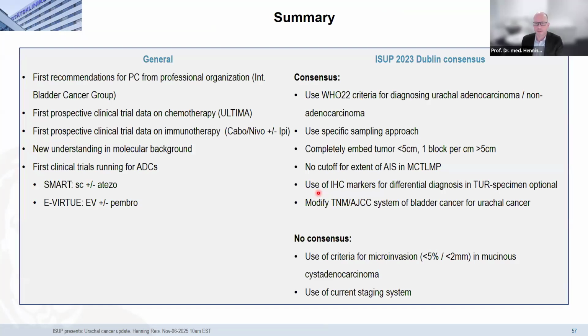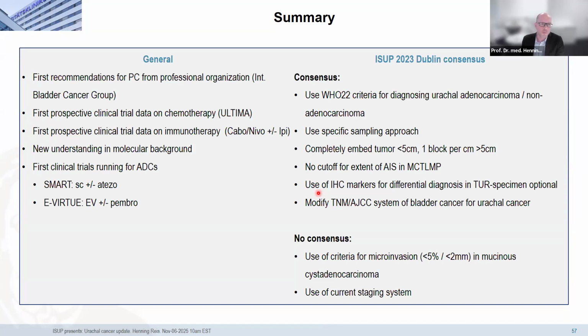Coming to the summary, because I hurried up at the last slide a little bit, because I hope we have a good discussion afterwards. So general points from the updates is we have the first recommendations for partial cystectomy from professional organizations, International Bladder Cancer Group, also from the Canadian GU group and from the French group.